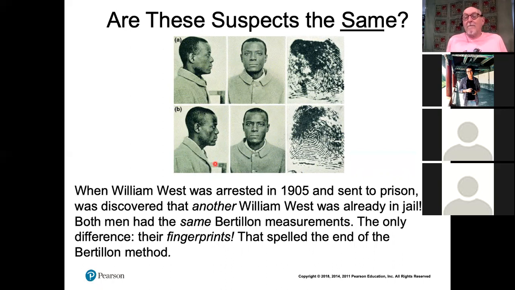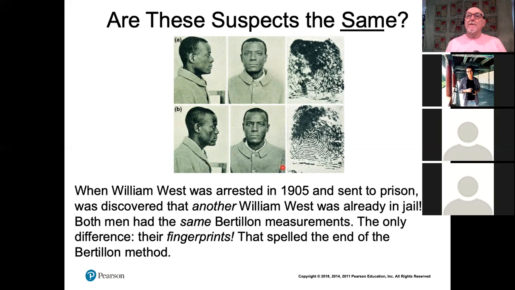One of them, I think it was William West, had been arrested in 1905 and was found guilty and was sent to prison, swearing up and down that he was innocent of whatever crime it was. It wasn't murder, it was theft or something like that. But he swore blind it was not him. He had nothing to do with it. And when he was sent to prison, there in the prison was the other William West, Willie West.